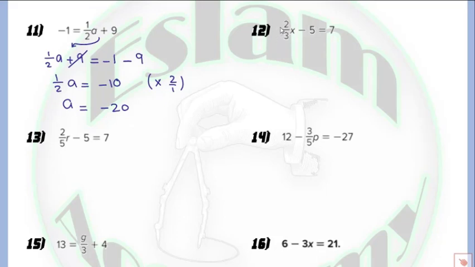In question number 12, we have 2 over 3x minus 5 equal to 7. At the first, once we have subtraction, we use addition. Just add 5. So 2 over 3x equals 7 plus 5 equals 12.